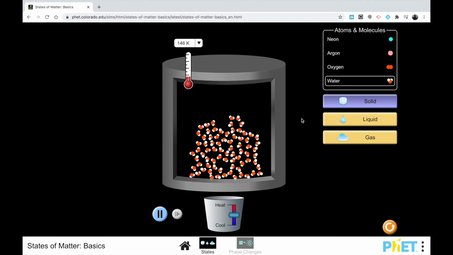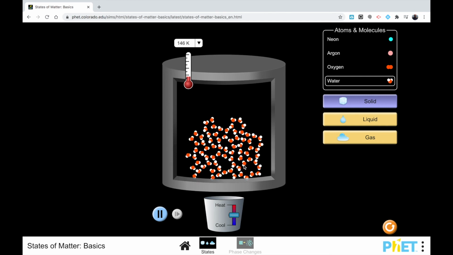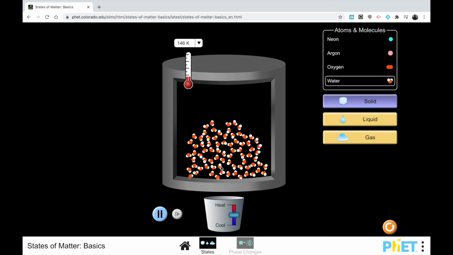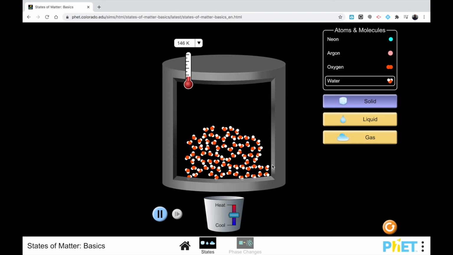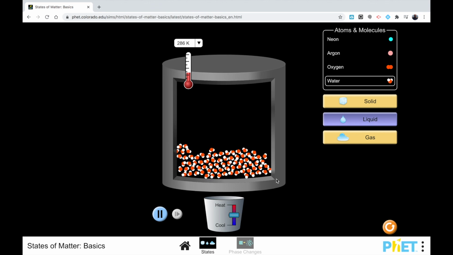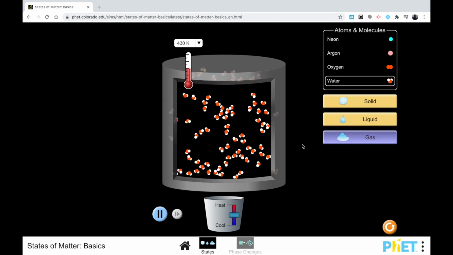Now let's take a look at water. Water is very special because it likes to form this cool little hexagonal shape. You see these bonds right here, and this is why water has a lower density as a solid than it does as a liquid. As a liquid, it will have a higher density. And so that's really cool how that works, but you can still see that the liquids are not compressible here, and then you have a gas.